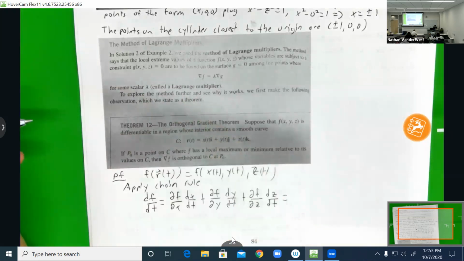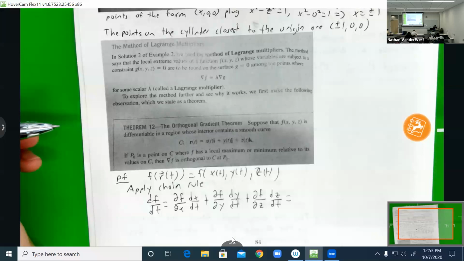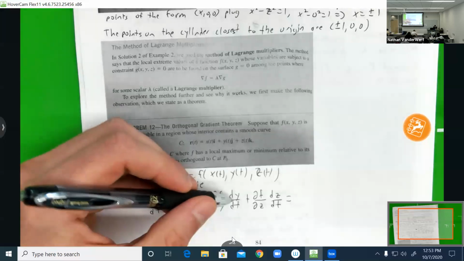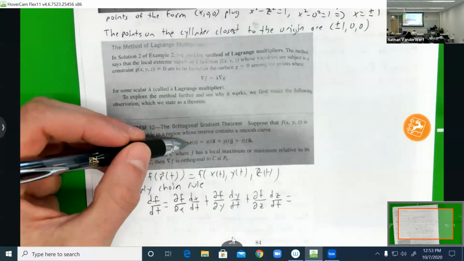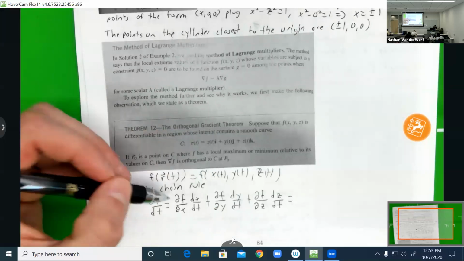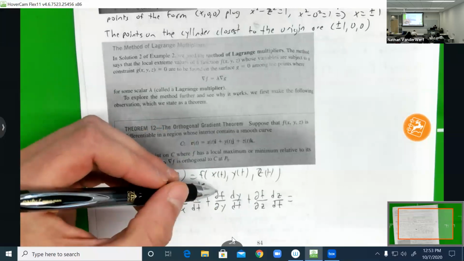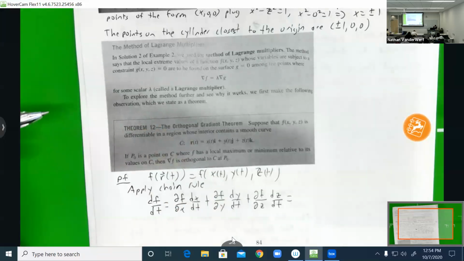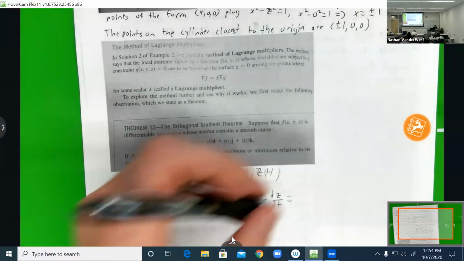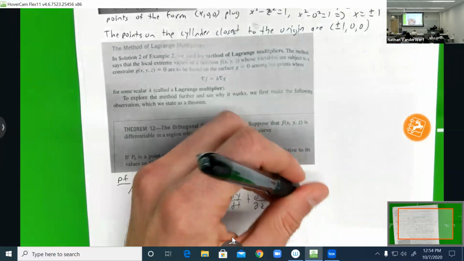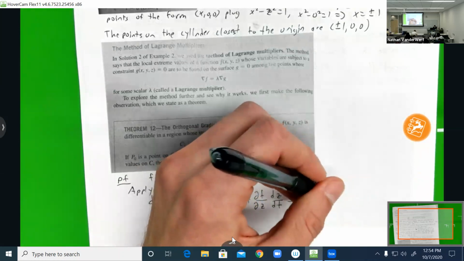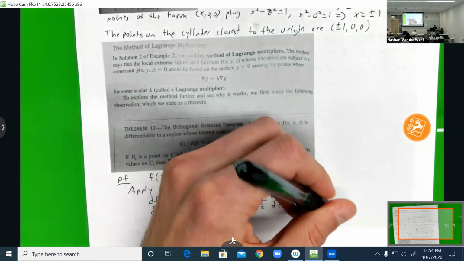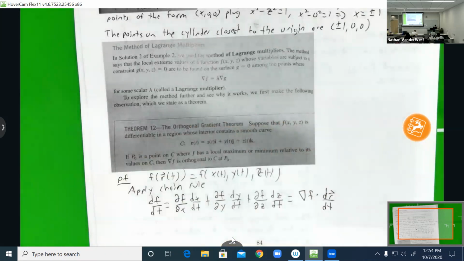Okay, and now we did this kind of in 3.5, but we also can recognize this, right? The dx over dt, dy over dt, dz over dt, that's just dr over dt, right? And the partial f over partial x, partial f over partial y, partial f over partial z, that's just the gradient of f. And we can think of this as the dot product, right? So this is the gradient of f dotted with dr over dt. Right, it's just this dot product.